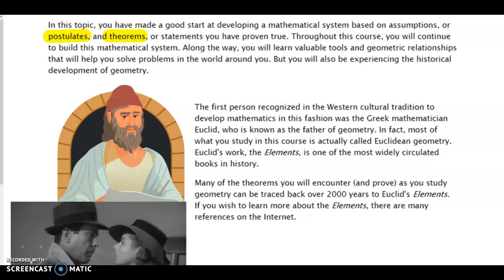If you want to sound really smart when people ask you what math you are taking, you can say, I take Euclidean geometry, because that's really what we are learning: a specific type of geometry from Euclid's work. There are other branches of geometry that we will not get into. There's spherical and hyperbolic and all different kinds of geometry, but we learn Euclidean.